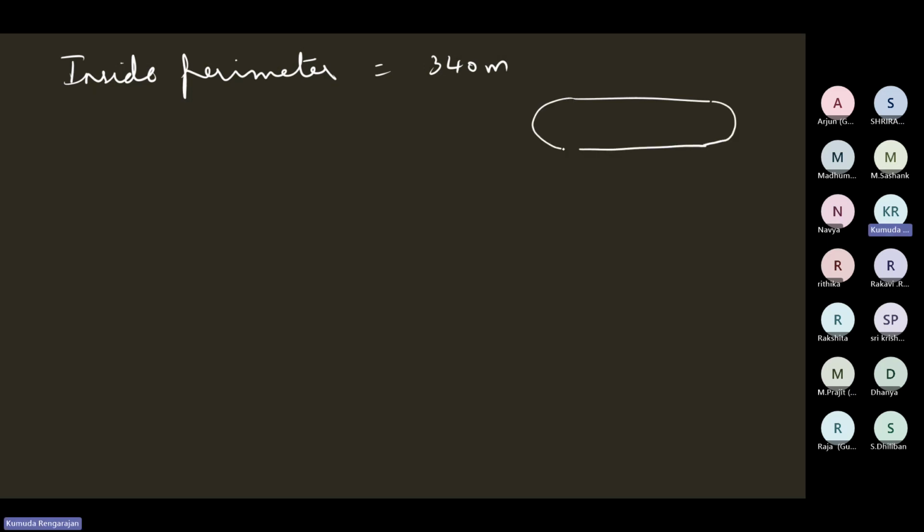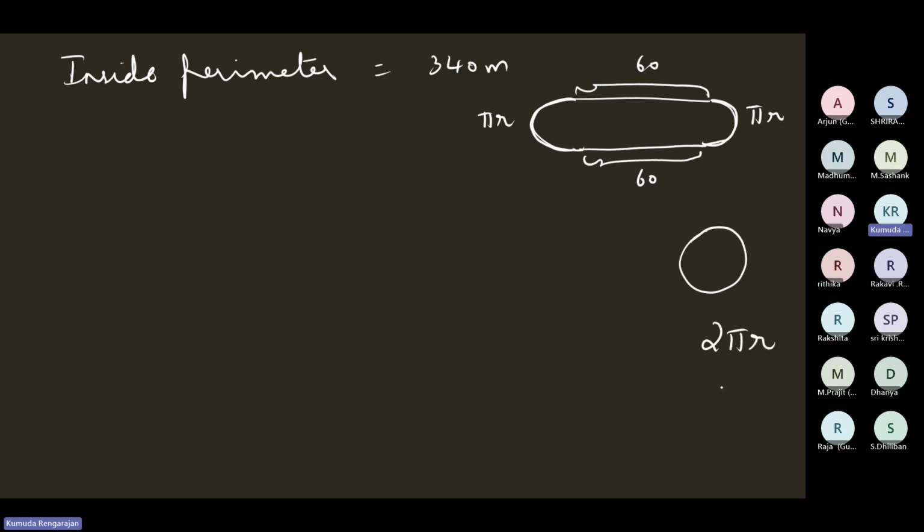This one is the inside perimeter. From here to here it is 60. From here to here it is 60. This one is pi r smaller. This one is also pi r smaller because a circle is 2 pi r. Half of it is pi r.